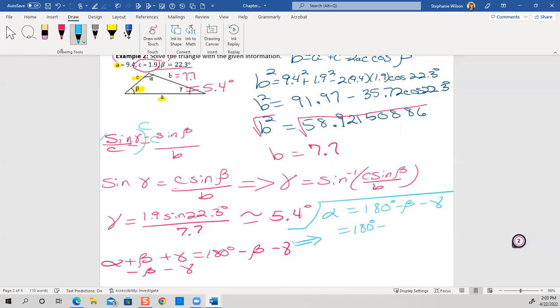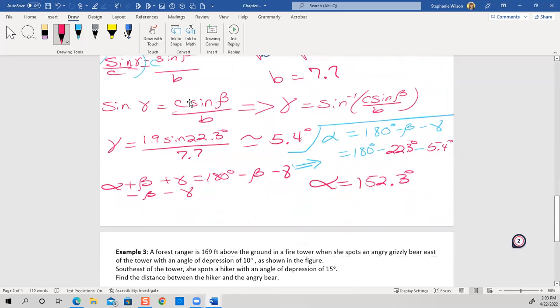Let's plug in what we know for beta. Beta is 22.3 degrees. And then gamma, we just solved it, gave us 5.4 degrees. And then you can use your calculator or your scratch piece of paper, and we're going to find that rounded to the nearest tenth, our alpha is 152.3 degrees. Now we found everything and we're good. So we know all the angles and we know all the sides of this triangle.